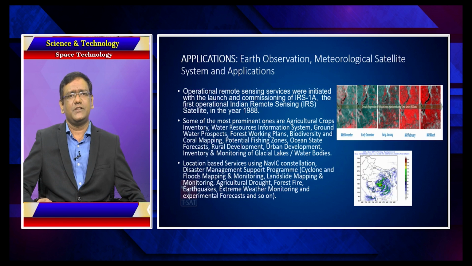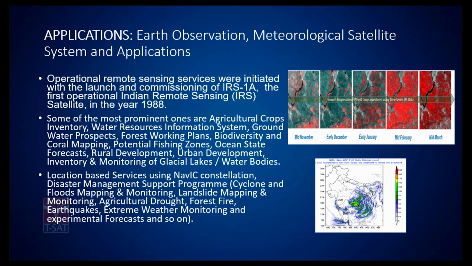So, applications. Now Earth observation, meteorological satellite systems and their applications. For Earth observation, we use IRS, a system of satellites. This Indian Remote Sensing satellite system was first launched in 1988. This system of satellites is used for Earth observation.